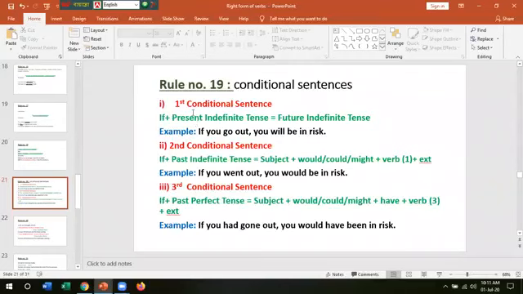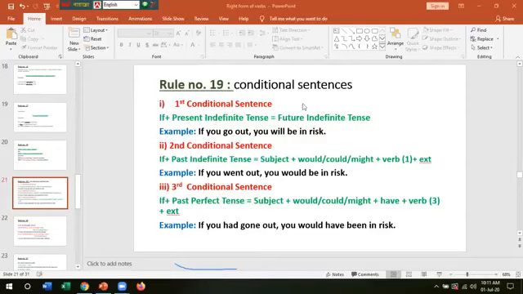Now, rule number 19, conditional sentences. Conditional sentences have different forms. First conditional sentence. We know, if plus present indefinite tense, then we will use future indefinite tense. Without conditional sentences, actually, no completion of sentences or right form of verb questions can go, because we always find this type of sentence.